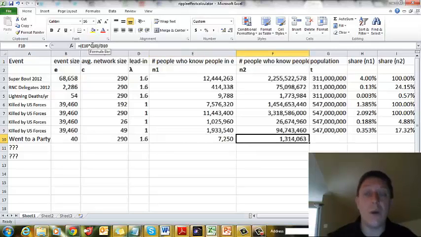And 1,314,063 people, if we now do E10 times C10, that degree, that average network size divided by lead-in. Wow, that's the number of people. 1.3 million people know somebody who knows someone who is in the party.